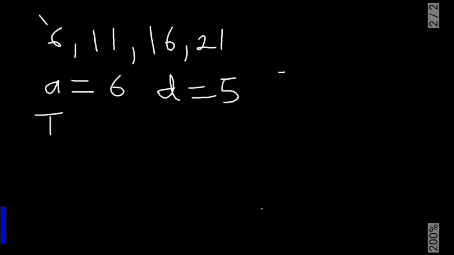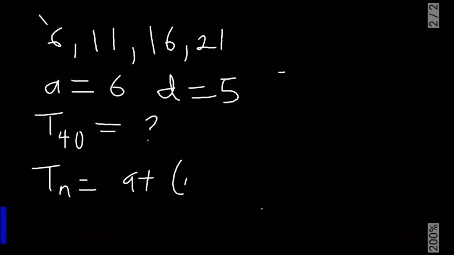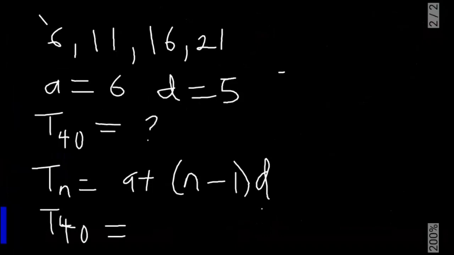The nth term we are looking for is 40. So we are looking for the 40th term. Let's bring out our formula. Tn is equal to a plus n minus 1 d. So T40 is equal to our first term, 6, plus n minus 1. So this time it is 40 minus 1. And our common difference is 5.